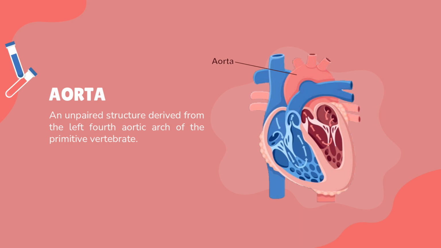The aorta is an unpaired structure derived from the left fourth aortic arch of the primitive structure. It is considered the largest blood vessel in the body. It is responsible for transporting oxygen-rich blood from the heart to the rest of the body. Regarding the physiology of the aorta, it is the most proximal artery connected directly to the heart and acts both as a conduit and an elastic chamber. Also, there is a disease named aortic stenosis which is more common in dog breeds.